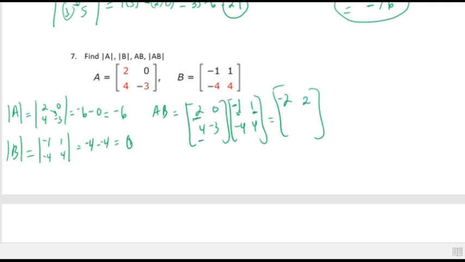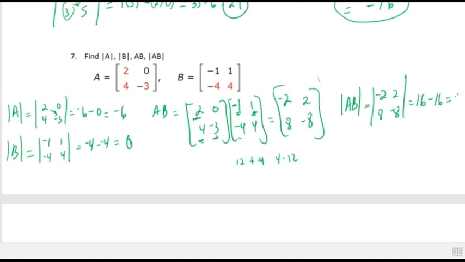4 times negative 1 is negative 4. 3 times negative 4 is positive 12, so 12 plus negative 4 is 8. 4 times 1 is 4. Negative 3 times 4 is negative 12. 4 minus 12 is negative 8. Then they want us to do the determinant of our product. So we have negative 2 times negative 8, positive 16, minus 8 times 2, 16, so we get 0.